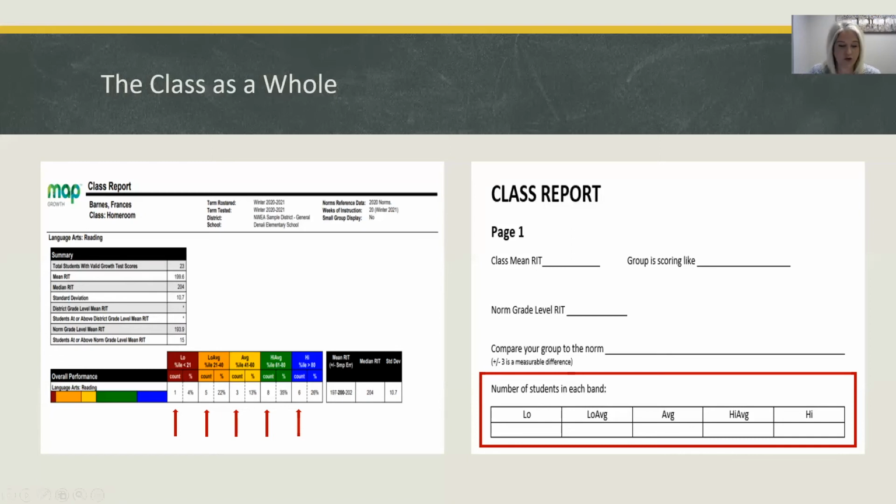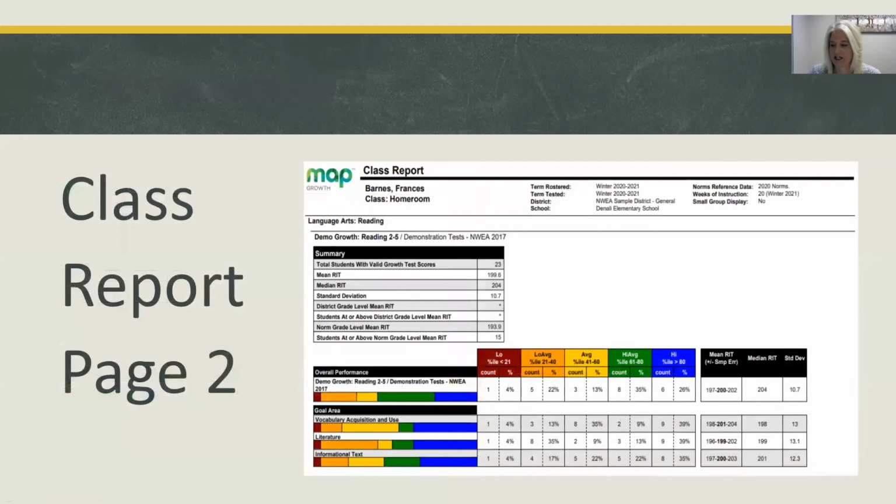We're going to go now to page 2, and we're going to take a look at what is different. So I hope you notice the chart looks the same. Your information up here is all the same. Your chart is the same. Here's that overall performance and the different number of students that are in every band. And now we have these other additional sections down here.